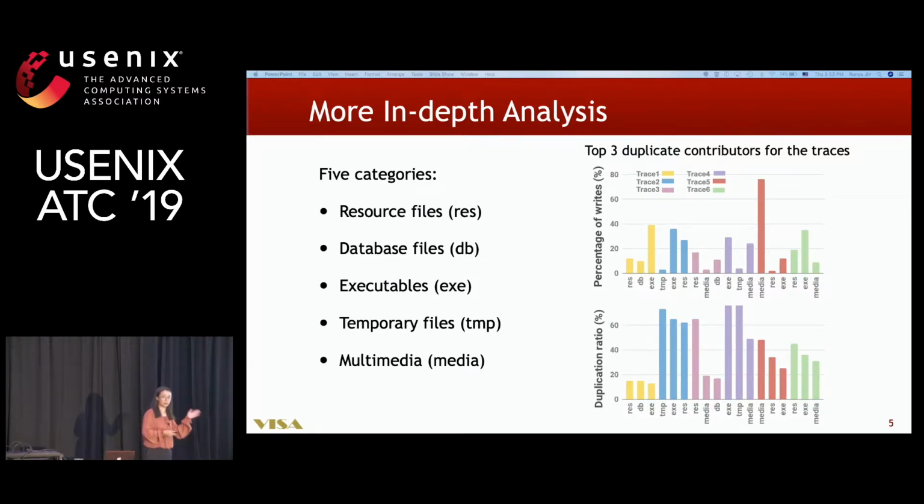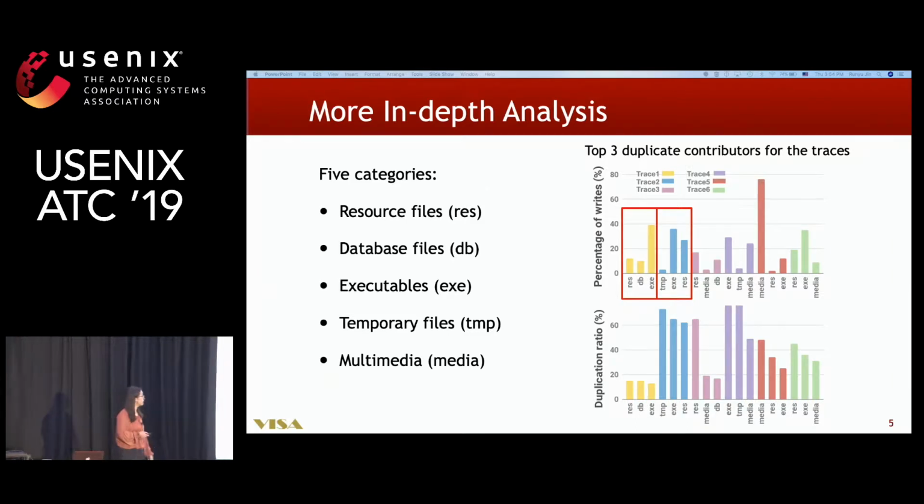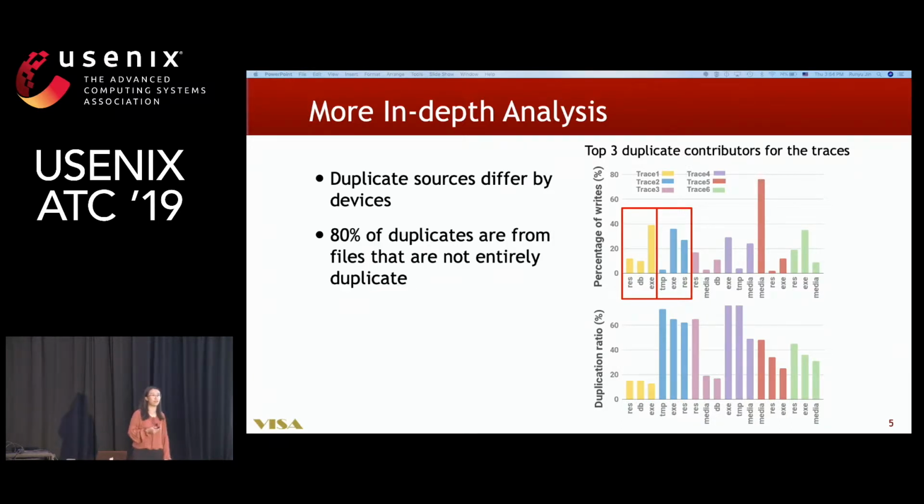The top graph uses the percentage of writes to each category as the y-axis and the category name as the x-axis. The bottom graph uses the deduplication ratio for each category as the y-axis. In this graph, for example, for trace 1 in yellow, resource files contribute the most duplicates. However, for trace 2 in blue, temporary files are the top duplicate contributor. So you see, duplicate sources differ by device. We also conducted file-level deduplication and found that more than 80% of duplicates are from files that are not entirely duplicate. So we conclude a system-level deduplication across files and applications is necessary to remove all the duplicates.